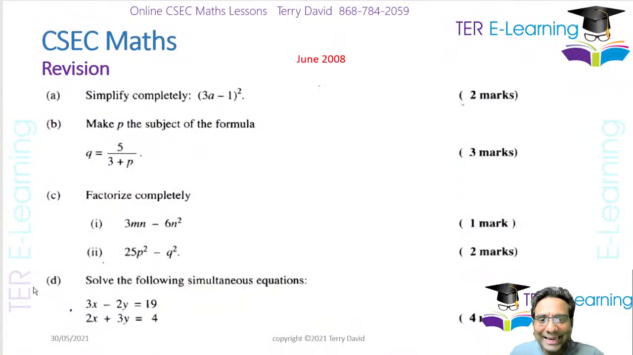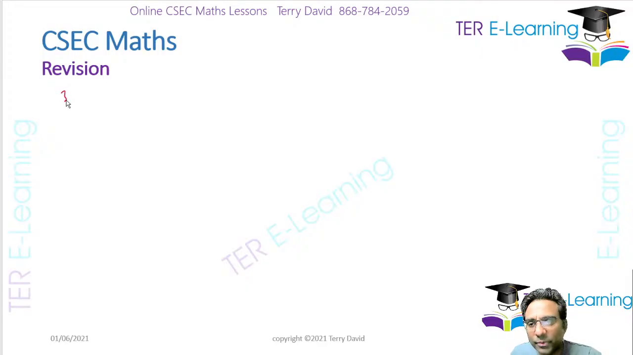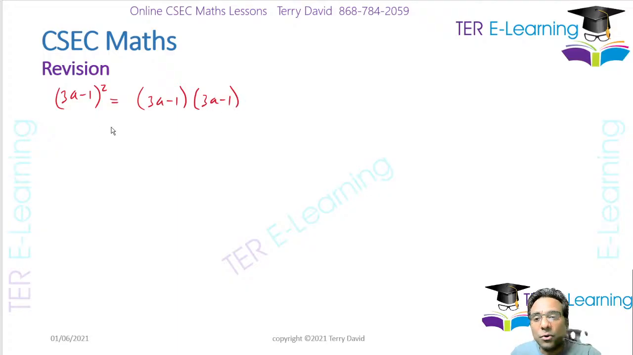June 2008. So here's what we want to do. We want to simplify, right, 3a minus 1 squared. So we have 3a minus 1 squared, right? 3a minus 1 squared is the same as saying 3a minus 1 multiplied by 3a minus 1. That's what it means. So this looks like a question we did previously, right?